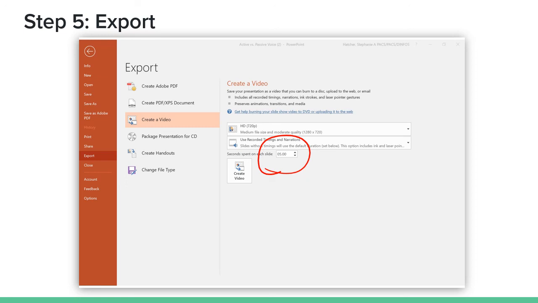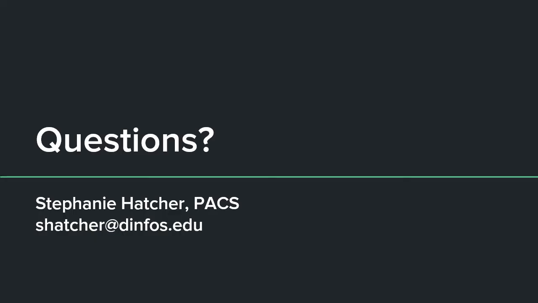Now click Create Video. A window will pop up asking you where you want to save the video. Input your destination, click Save, and you're done. And that's how you create a training video using narration over PowerPoint slides.